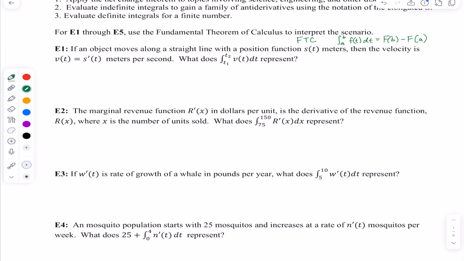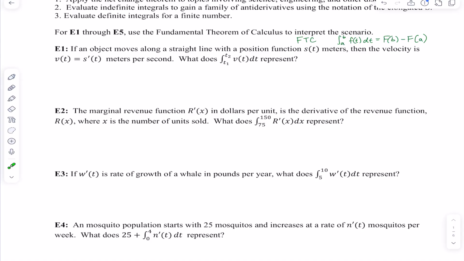The first example talks about an object that moves along a straight line, and it has a position function s of t measured in meters. Then the velocity is actually the derivative of s of t, measured in meters per second. What does this definite integral represent? There's many ways to try to interpret this, but the first method I'm going to use is actually a very scientific method called unit analysis.